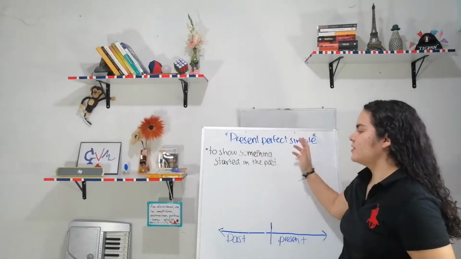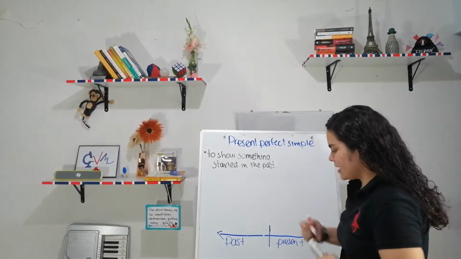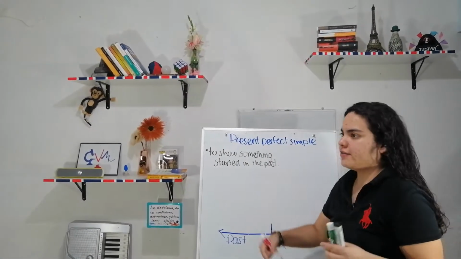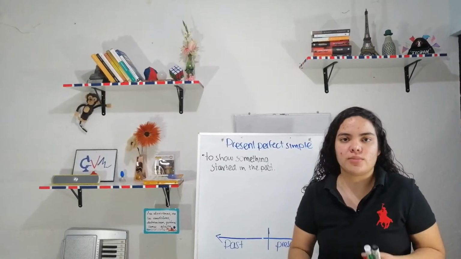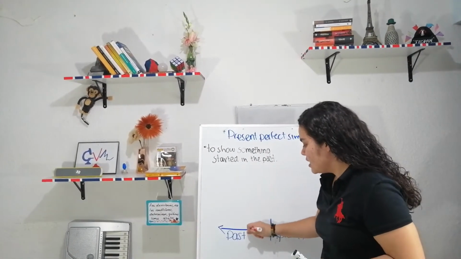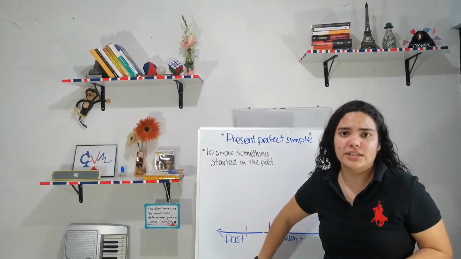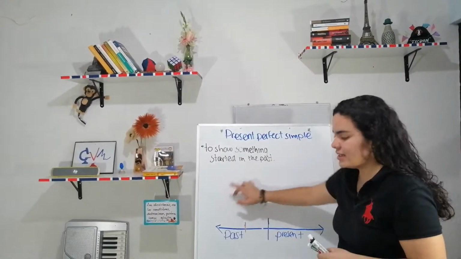Another use of present perfect simple is to show something started in the past. In this case, let's say that for next week you have to do some homework or a paper, and you talk about the past and you say, she had collected information. In the past, she started, so it's not right now in the present, it's in the past.